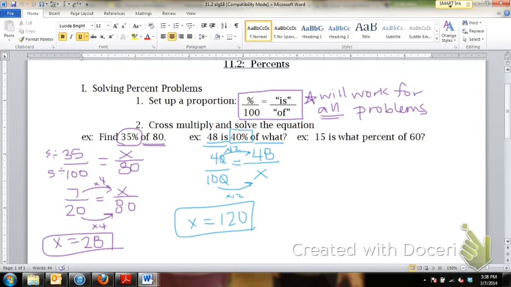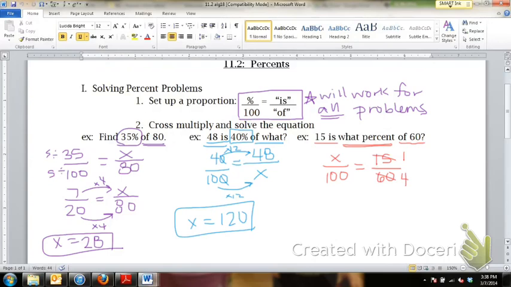We can cheat on the last one, but I'll show you how to do it with cross multiplying. So 15 is what percent? That means I don't have my percent, so I'm going to put the x over the 100. Of 60, so 60 goes here. Now I can reduce 15 over 60, so I'm going to go ahead and do that. That actually goes in nicely, 1/4.